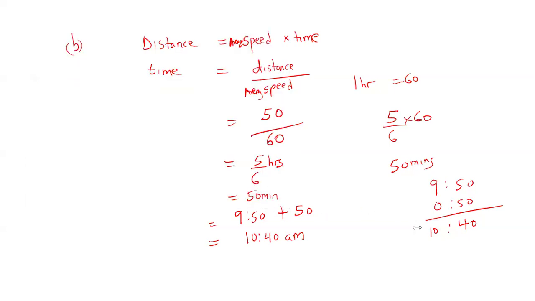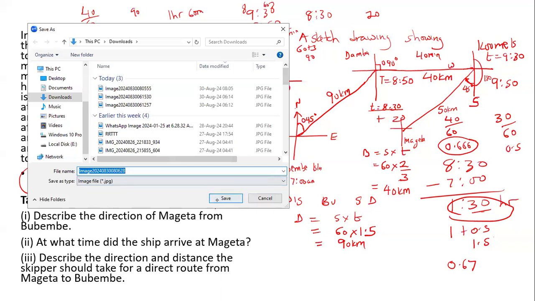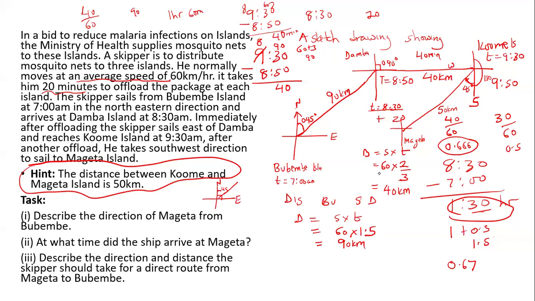Okay. Yes. So it means the person reached at 10:40 a.m. So here in your conclusion, you are going to say the ship arrived at Mageta at 10:40 a.m. And here take note that they used semicolons, so please indicate them as well. Then after that, you go to the next part. Okay. Does anybody have a question?